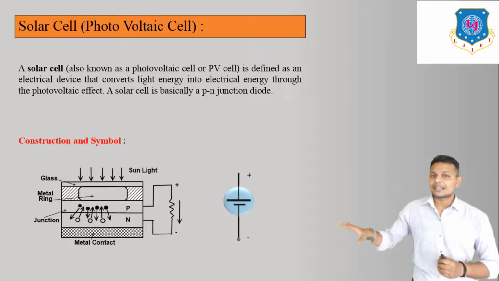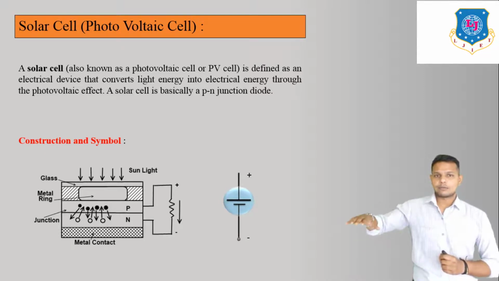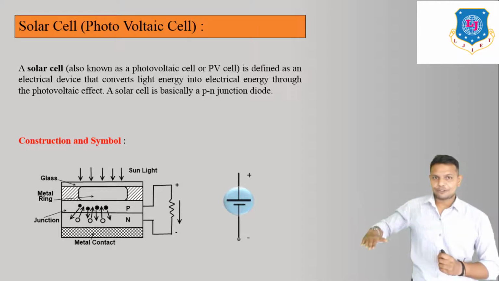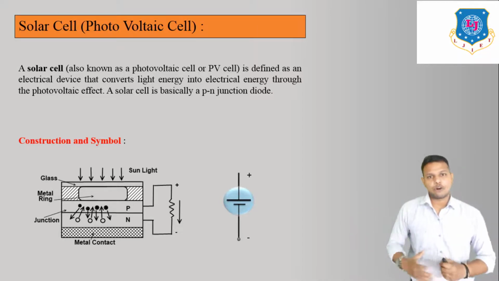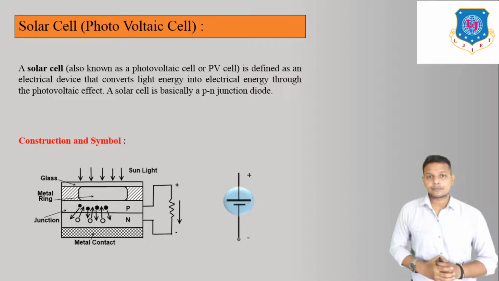Here we can see the construction and symbol of the solar cell. First of all, the construction. Above is the reflective, transparent glass layer. Below it, the P region is formed, and after that the N region. Why do we have to connect the glass here?